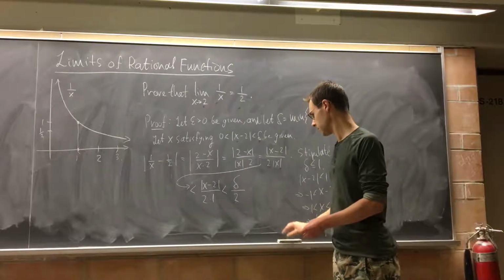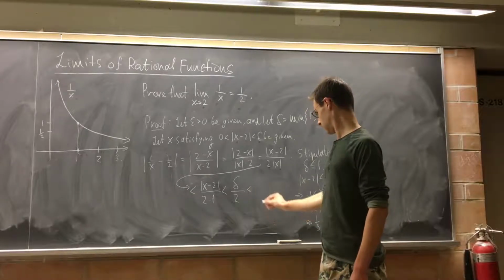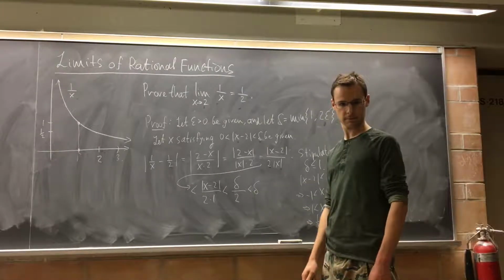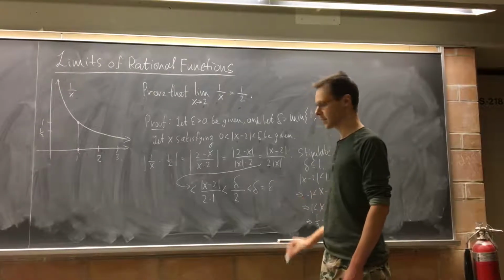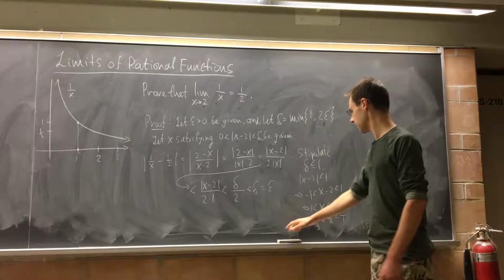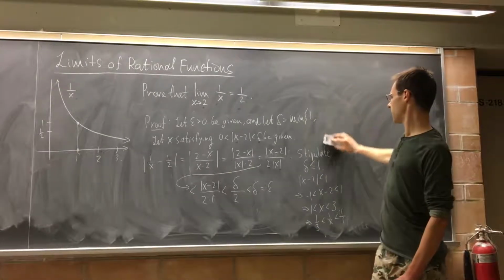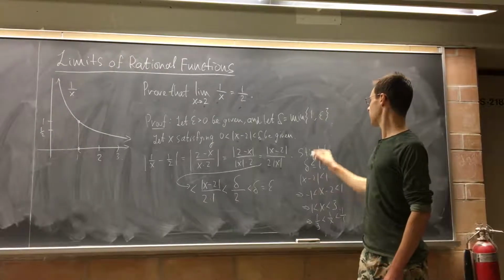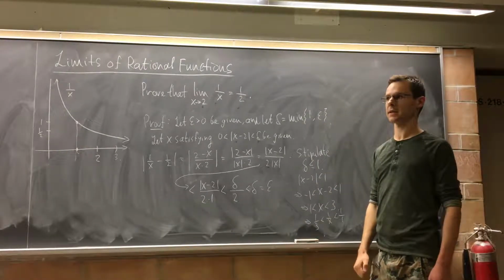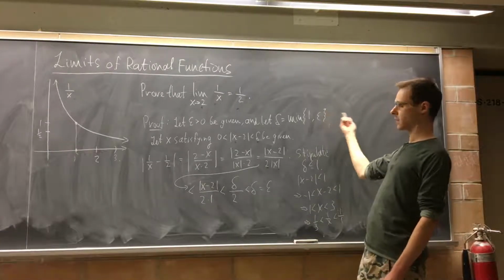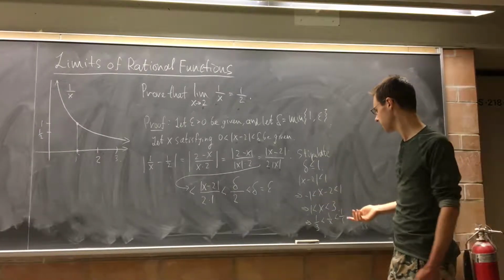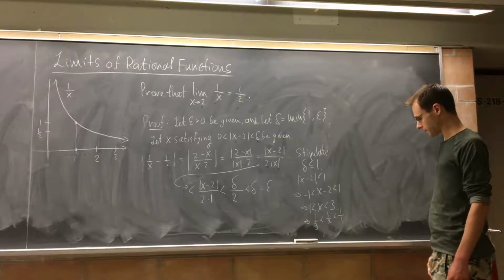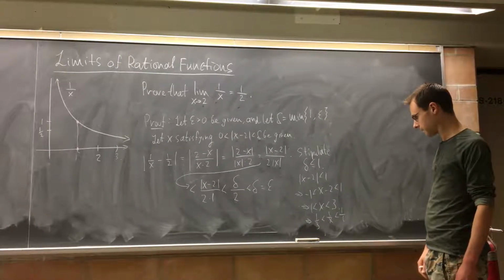Why? Because delta over 2 is less than delta. And we can set delta equal to epsilon. So again, we can simplify things as much as possible to have the value for delta look as nice as it can. We want to remove constants if we can. Okay? So that's the end of that.